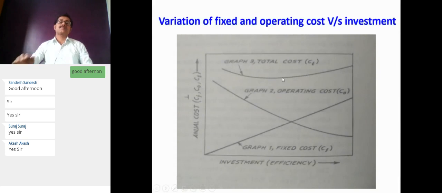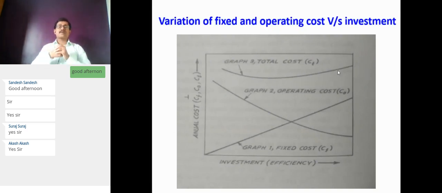If the total cost increases, it means that the cost of selling will also increase. So the consumer may not prefer to purchase the electricity from that particular agency, isn't it? So you need to maintain a proper balance between the efficiency, operating, and the fixed cost in such a way that your total cost of generation will be the minimum one. It is the least one.